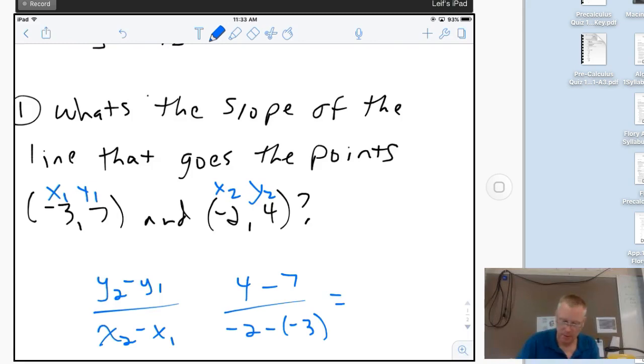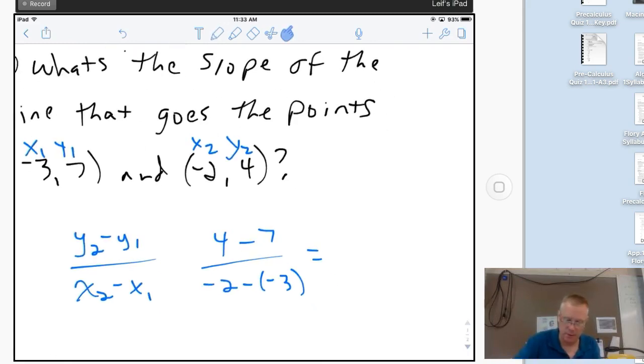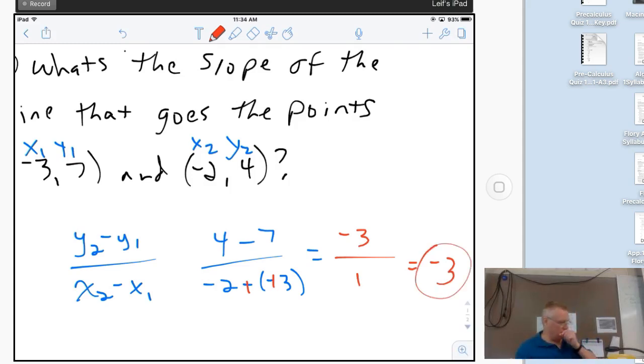So I get this, and remember, you can turn those two negatives in the middle into a plus, not the -2, that stays as is, but the one in between the 2 and the 3. Now I simplify. 4 minus 7 is -3, and -2 plus 3 is +1, which means my slope is -3. And that is the answer. That's all they were looking for.